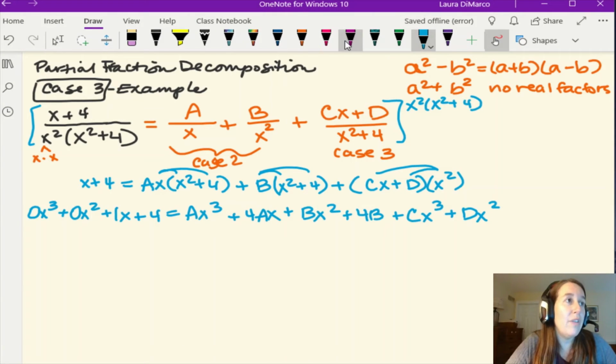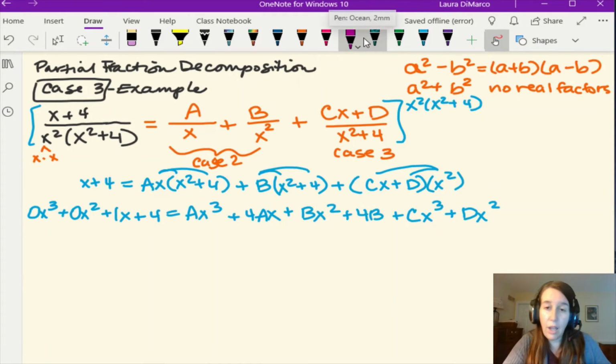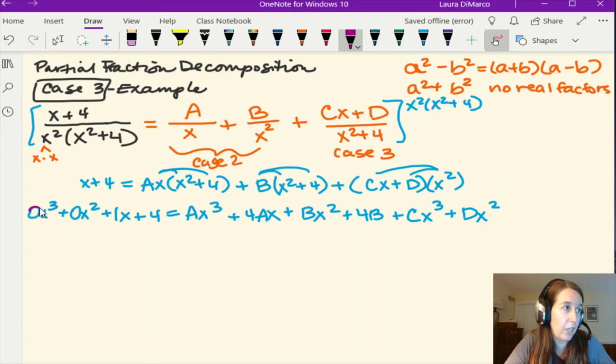Okay, so now to line up the terms correctly, I'm going to change the colors. So I'm going to make the x cubes be purple. Okay, so I have 0x cubed, and over here, the x cubed terms are here and here, right? I have 2 x cubed terms, so that's x cubed times a plus c.